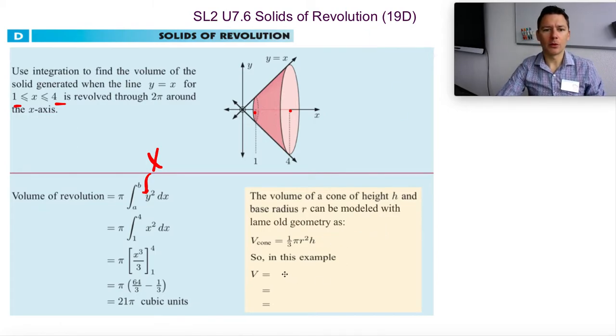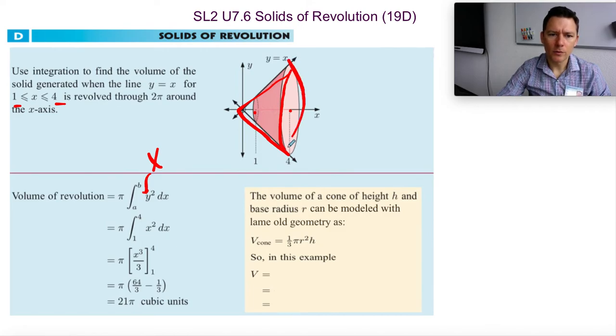So in this example, our height is going from 4 to 1. Oh, we're going to have to do this. We can't play that game. We have to find the volume of the big cone and then subtract the volume of the tiny cone on top, right?